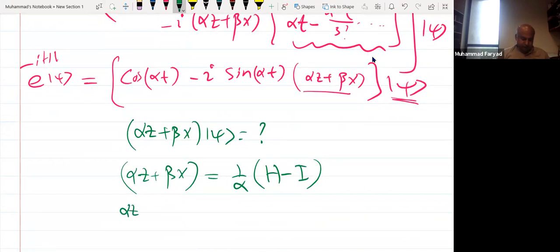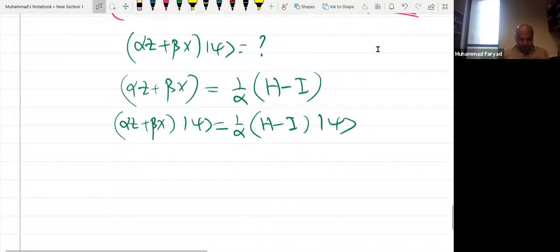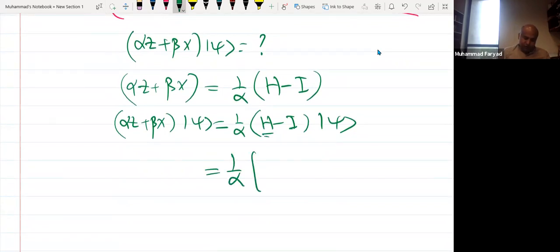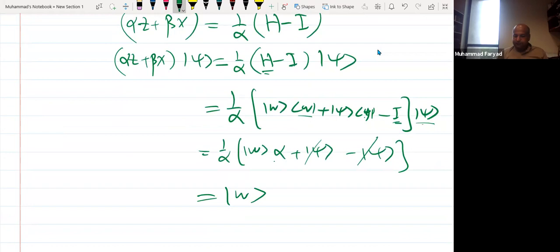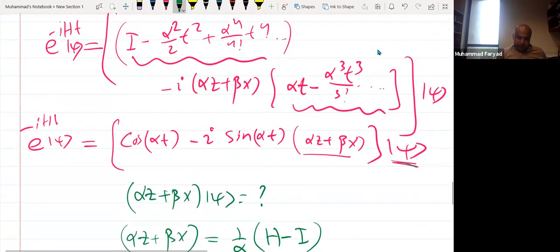So it means that alpha z plus beta x operating on psi is 1 over alpha (H minus I) on psi. And this Hamiltonian was omega plus psi minus I. So when this omega is inner product with the psi, I get omega into alpha, because omega into psi is alpha. When this psi is inner product with psi, I get 1, so psi. And when this identity multiplies with psi, we get psi. So these two cancel. Alpha cancels with alpha, and I get omega. So this into this is just omega.